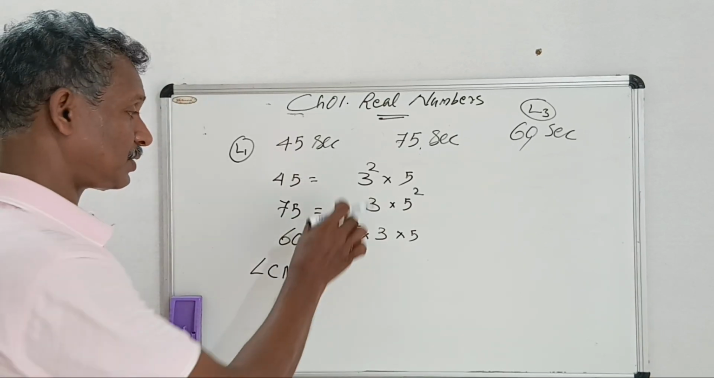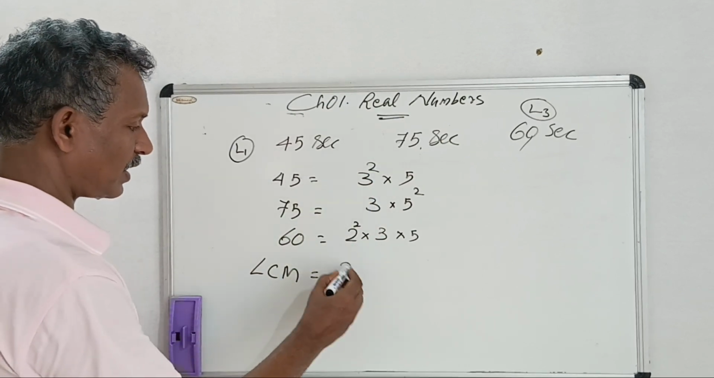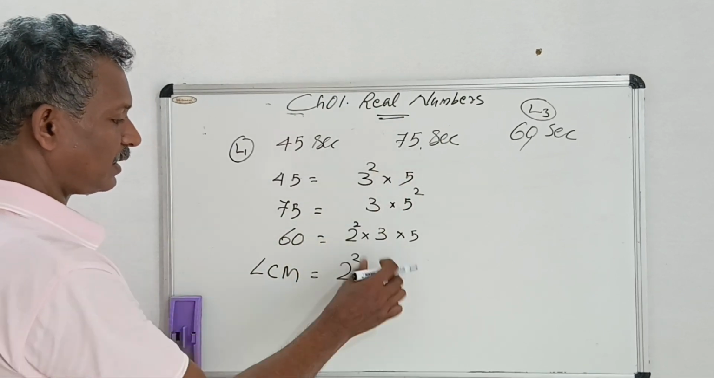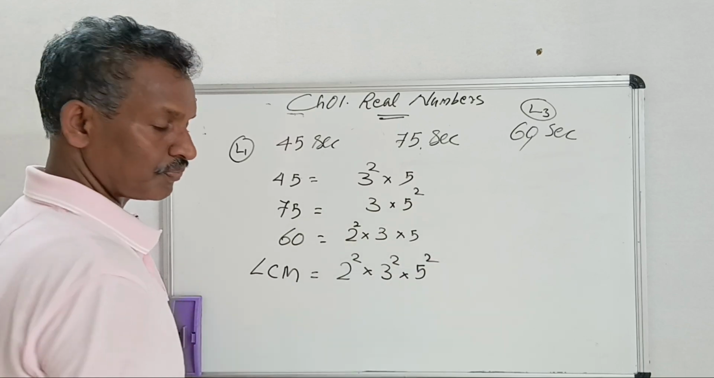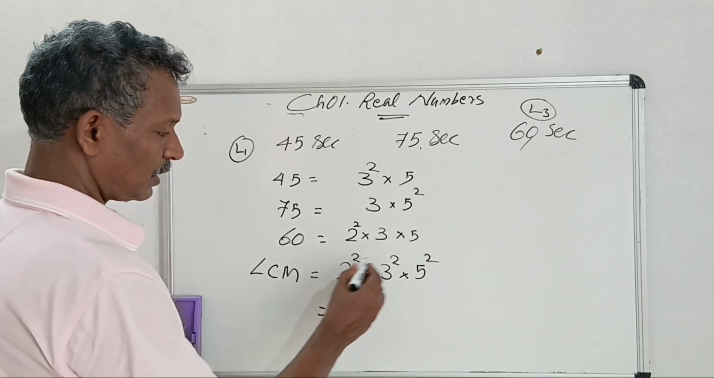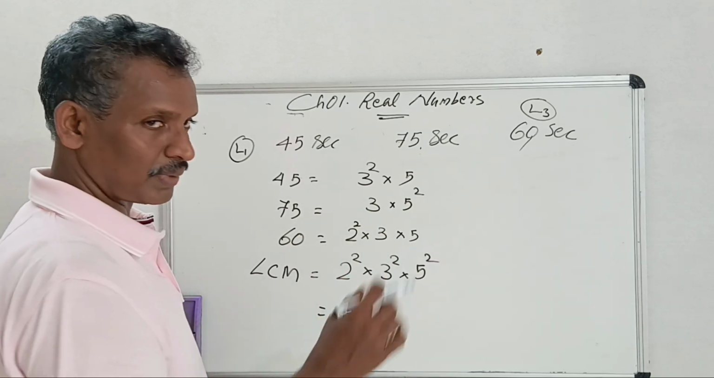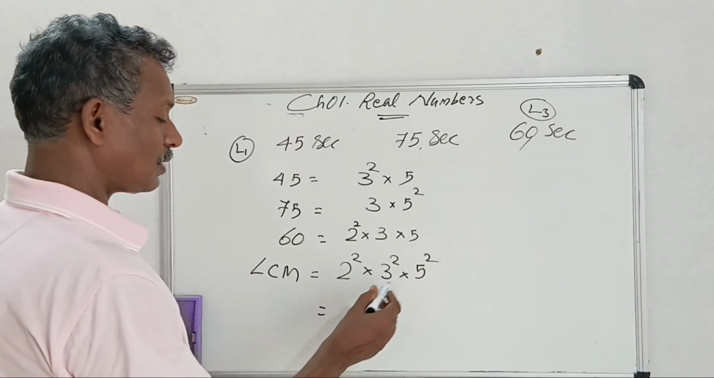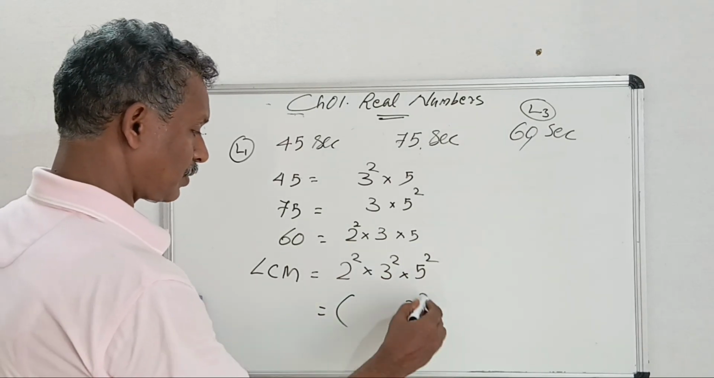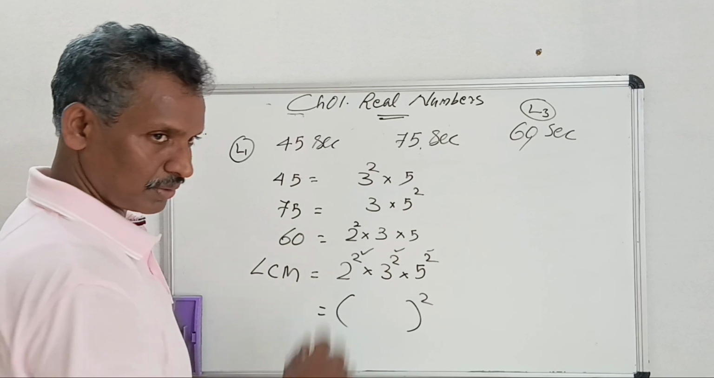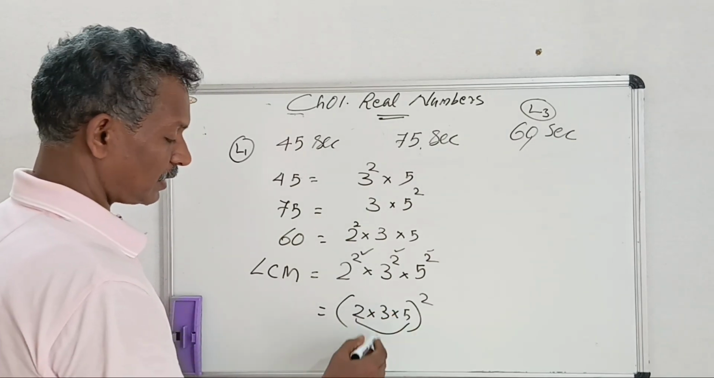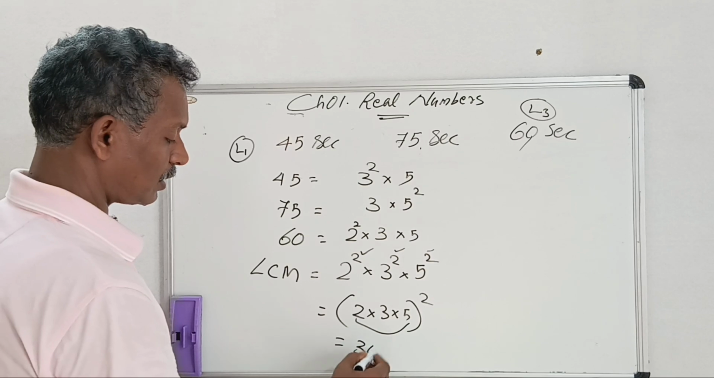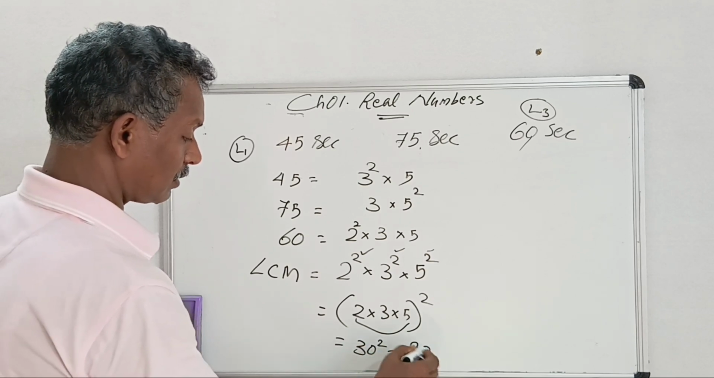LCM is the highest power you have to take in 2's. What is the highest power? 2 square. In 3 the highest power is 3 square. In 5 the highest power is 5 square. You can take the 2 common from all the powers, multiply 2 into 3 into 5, and then square it, because 2 is the power of the whole. 5 2s are 10, 10 3s are 30, 30 square is 900.